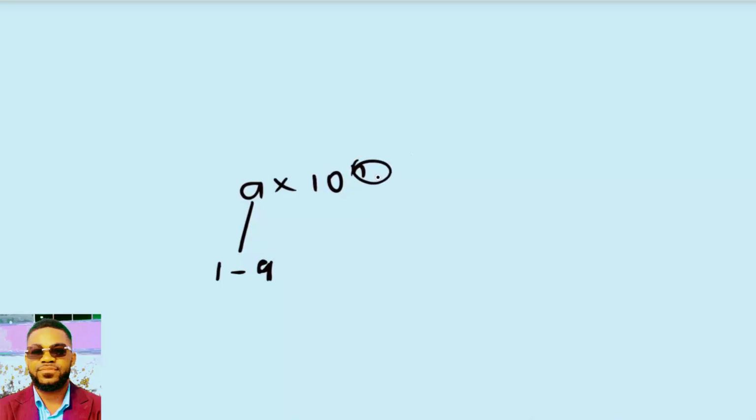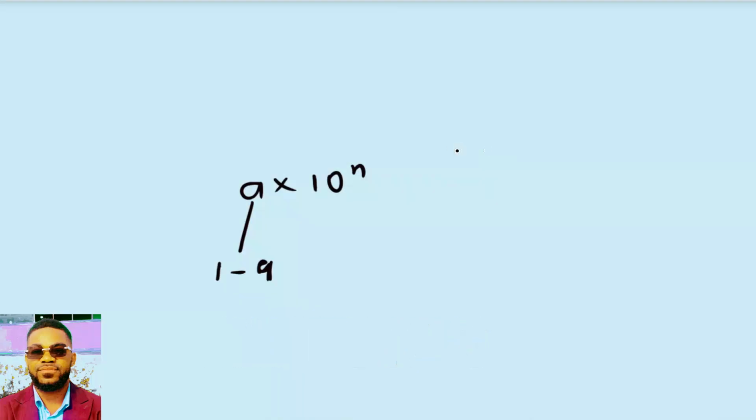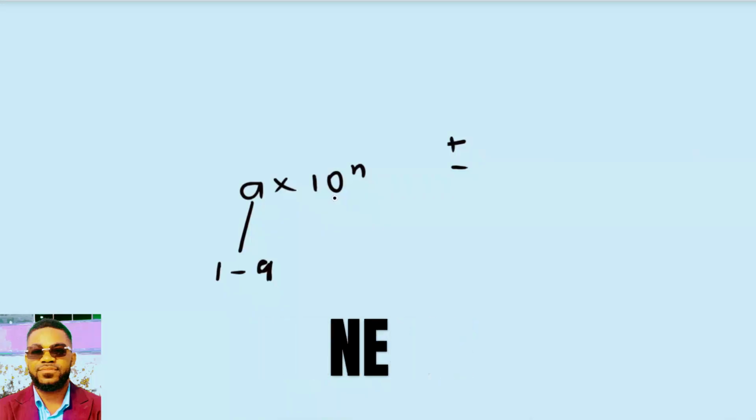Now, this n here stands for integers. You know that integers are positive and negative whole numbers. So the n here can be positive, it can be negative as well. So you have to know that. Now we multiply by a power of 10 because of something, and you're going to know that right now. So before we answer the questions, we have to know this general form. Now we are multiplying by 10 because of a certain reason, and I'm going to explain that one.